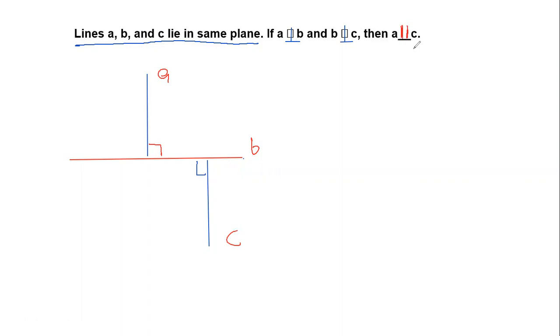So whenever you draw a 2D figure, that means in the same plane, in the same surface, like on the whiteboard, like on your notebooks. Whenever this happens, A perpendicular to B, B perpendicular to C, A and C are definitely parallel to each other. Very basic formula.